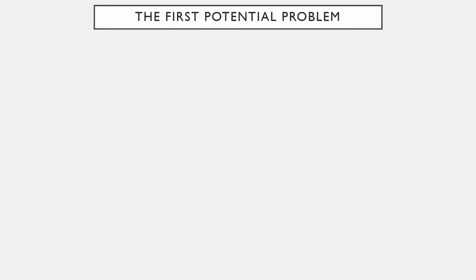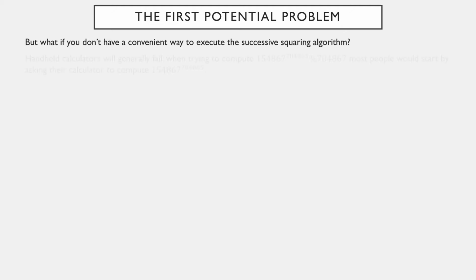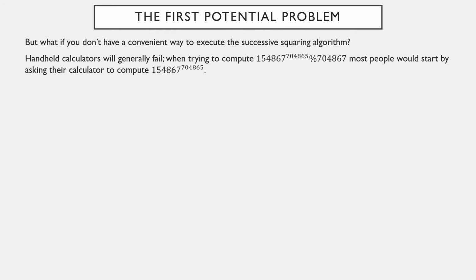However, a few problems can arise. What if you don't have a convenient way to execute the successive squaring algorithm because you have to do problems by hand because your unreasonably cruel math professor has forced you to do so? Well, handheld calculators will generally start to fail you. If you start trying to compute 154,867 to an enormous power, a lot of people are going to start by simply punching that into their calculator. Most calculators will simply give an error. The number is just too big.